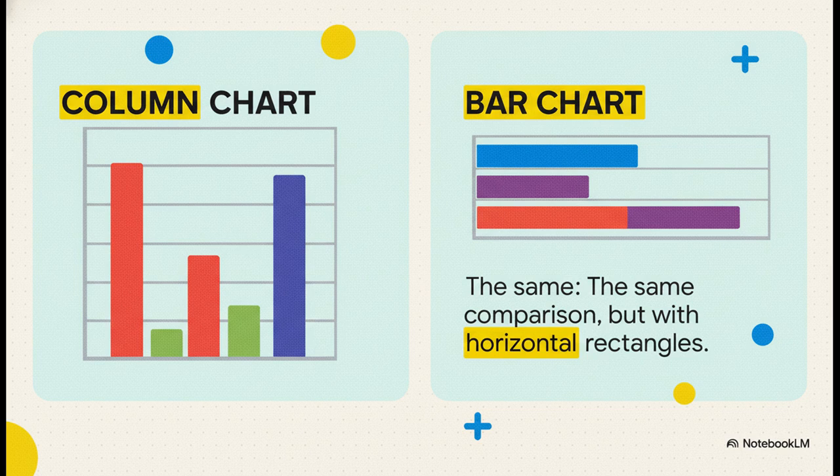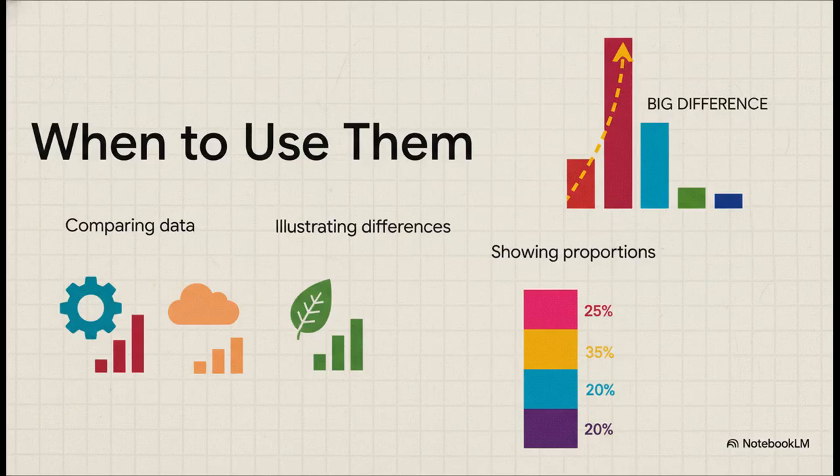Let's quickly cover a couple of the basics. You've got your column chart with the vertical bars going up and down, and then you have the bar chart, which is basically the same thing, just sideways with horizontal bars. Super simple, but super effective. So when do you use these guys? Well, they're perfect anytime you want to compare things in different categories. Think sales by region or website traffic by source. They just make it instantly clear how different things stack up against each other.